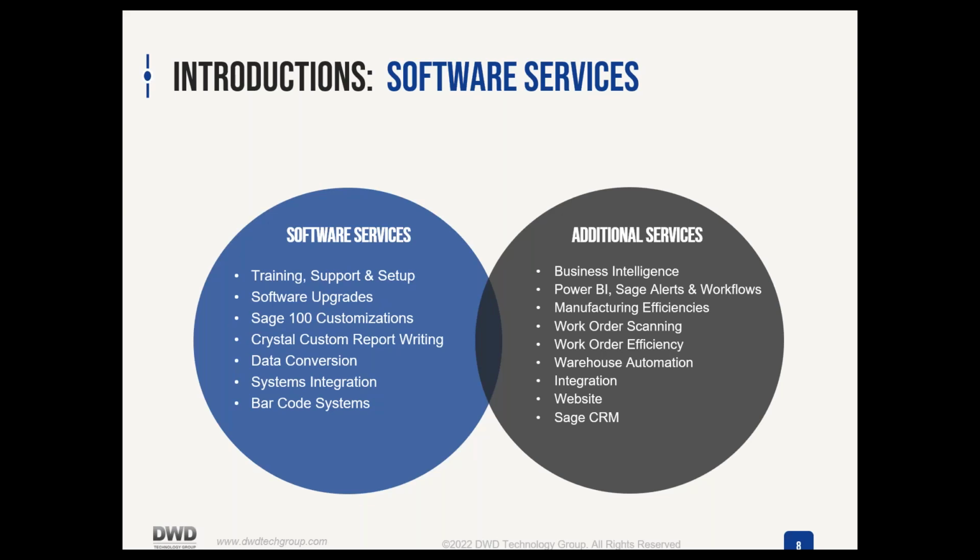We certainly can help out with manufacturing efficiencies. There are some third-party applications that can facilitate that. We've got tools that allow us to integrate with work order scanning solutions, work order efficiency solutions, and warehouse automation. We also work with integrating with websites, and then of course Sage CRM. So if you've got salespeople that are out in the field, they can access some information of Sage 100 directly through the Sage CRM solution, which is a cloud-based solution.